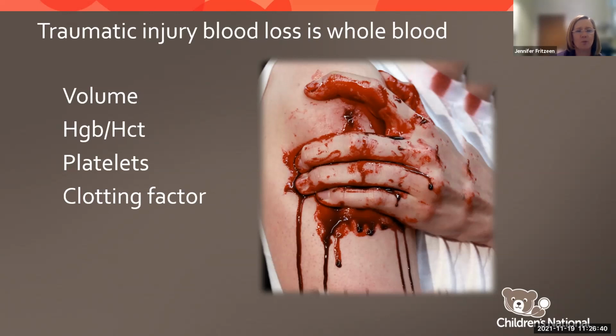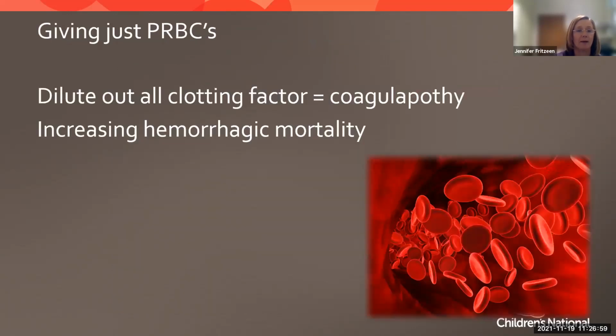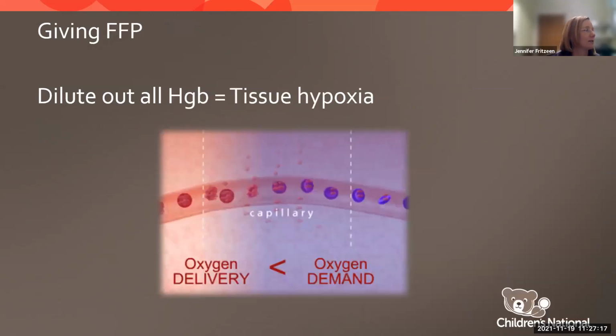And so we know traumatic injury is one type of diagnosis in which our patients are losing whole blood. So what we're doing with massive blood transfusion is we're trying to re-mimic putting that whole blood back together. Because the replacement really does need to be all the components. Because if we just give packed red blood cells, now we start diluting out all of our clotting factor and our patients become very coagulopathic, and you have a lot of that oozy bleeding that can happen. And when we don't have good clotting factor, we're going to have an increase in hemorrhagic mortality with our patients.